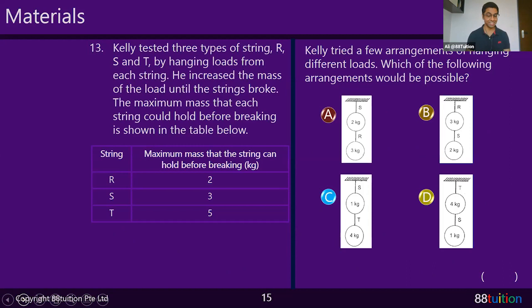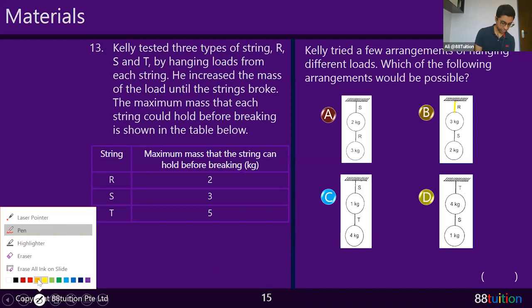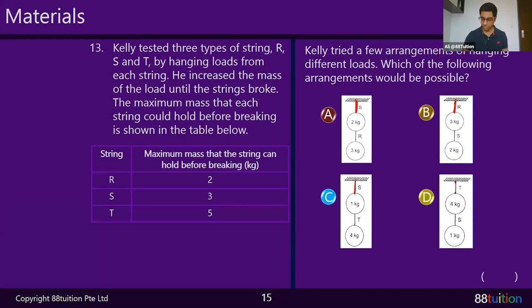Kelly tested 3 types of string. Now the string is here. Let's use a red color, looking at the right hand side. Can you see me coloring the string? These strings on top are very important, because this string on top can hold together 5 kg. This string together can hold 5 kg, and this one can hold 5 kg.